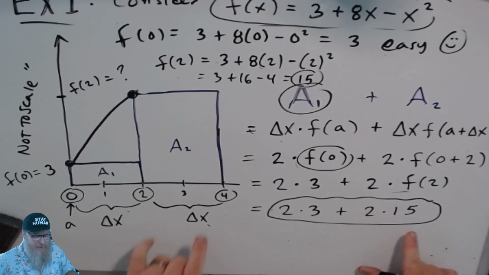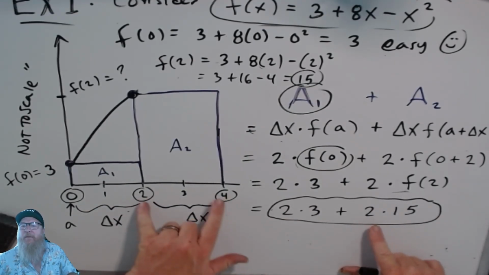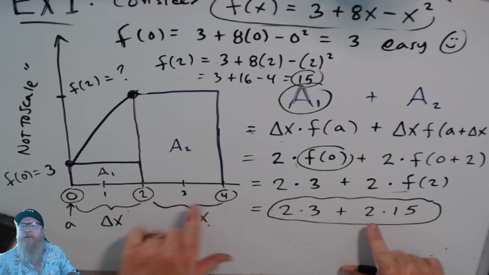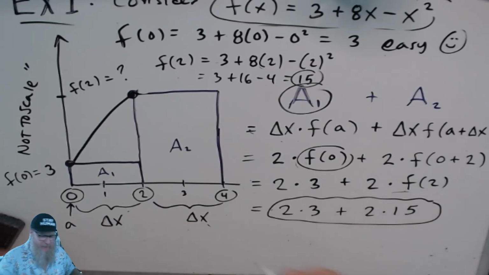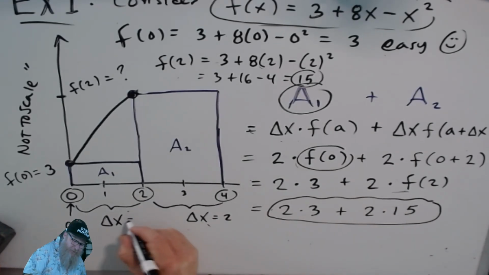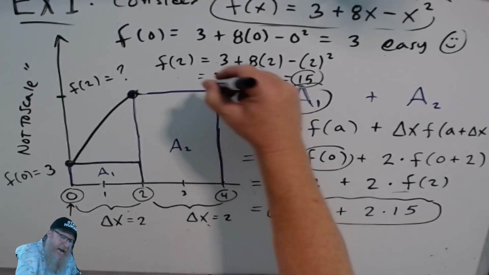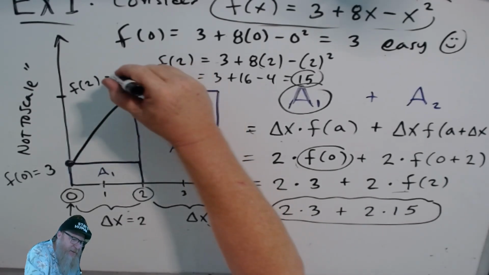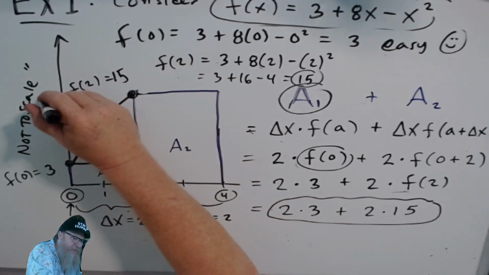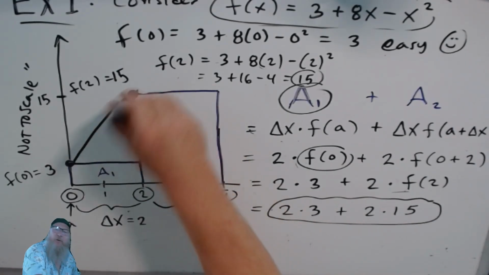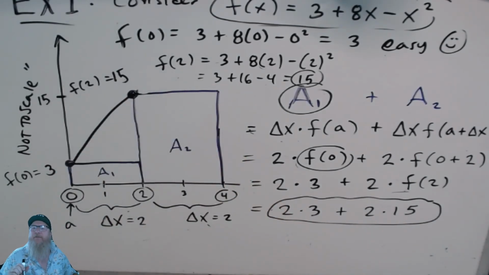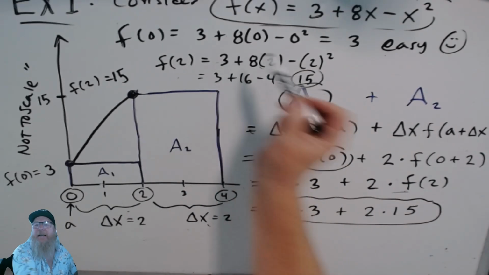Let's just double check the second rectangle. The width of this rectangle is also 2. Yeah, from 2 to 4, the width is 2. So delta x's are both 2. And the height of this rectangle is 15. If I would have been more precise at the beginning, when I drew my original graph, I would have seen that that was 15. But it's okay. You don't need it until you need it.